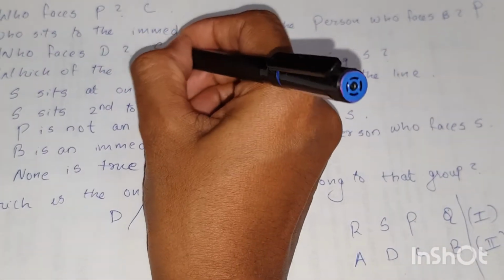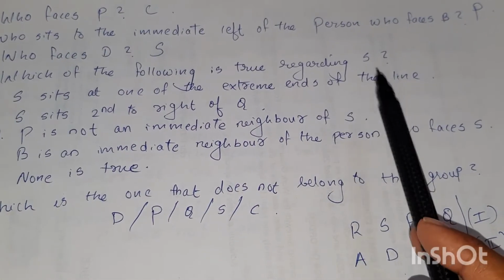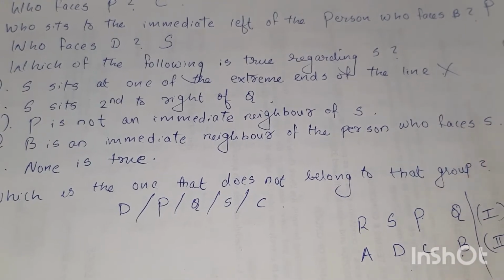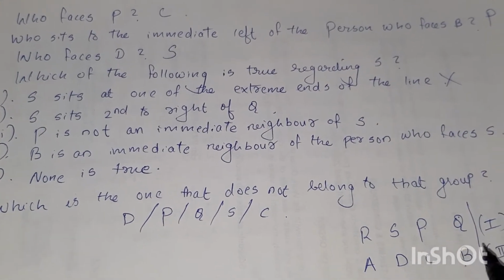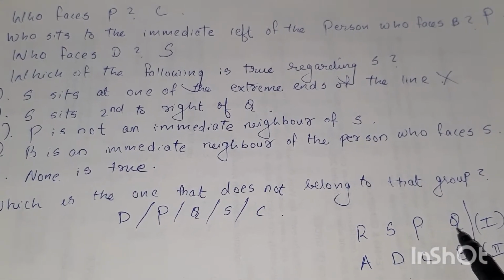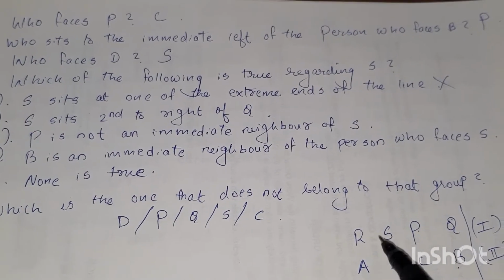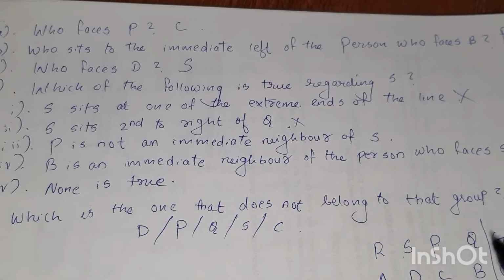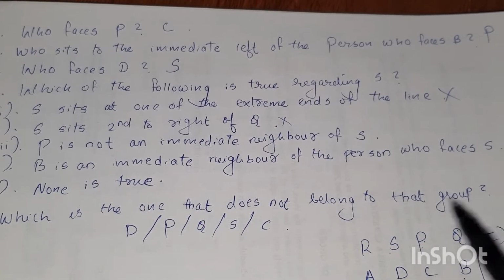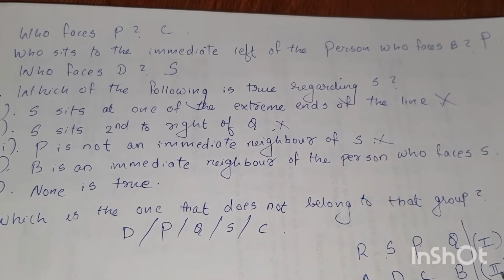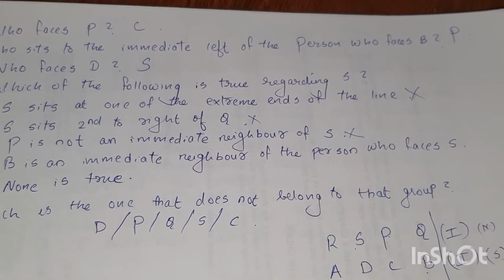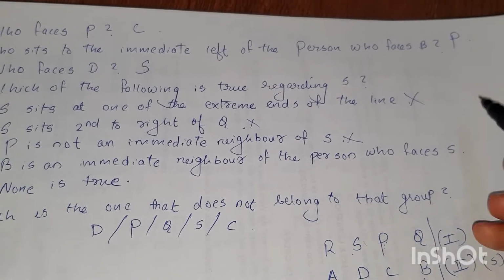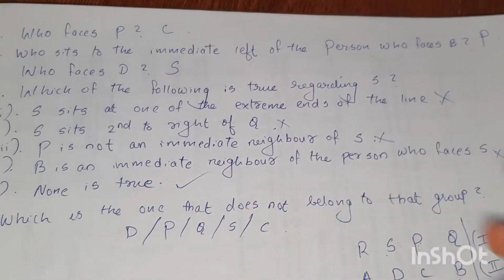Now, who faces D? D is facing S. Which of the following is true regarding S? S sits at one of the extreme ends of the line. No, it is not correct. Then S sits second to the right of Q. It is not. Second to the left of Q, S is sitting. So this is also wrong. Then P is an immediate neighbor of S. This is also wrong. Then B is an immediate neighbor of the person who faces S. No, that is also wrong. So none is true is the answer.